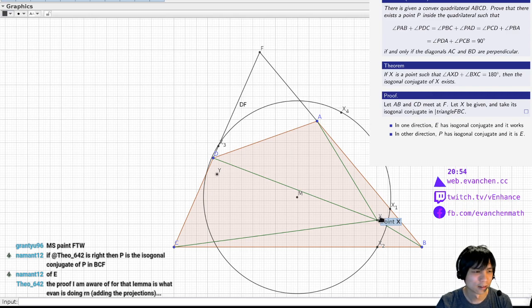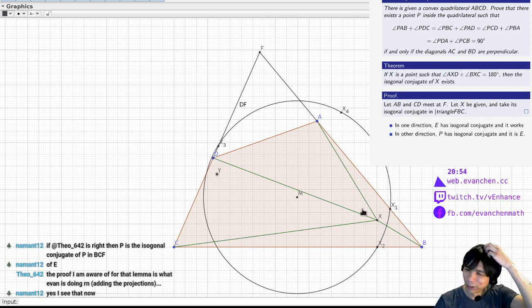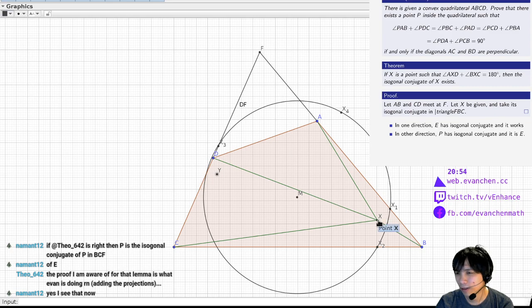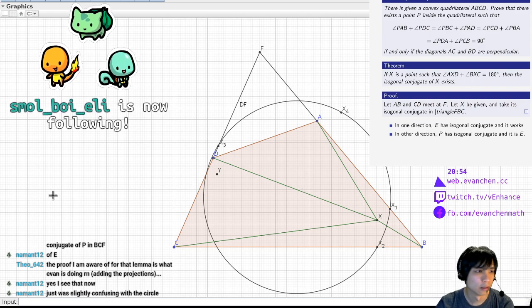How do I show the concyclic? I'm not really using this angle here at all. Do I have to copy that angle to somewhere? In this approach, I don't need M, and I don't even need Y. Well, we can keep it, it's not doing anything.